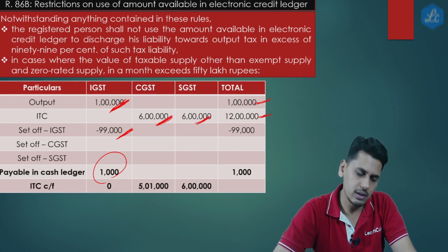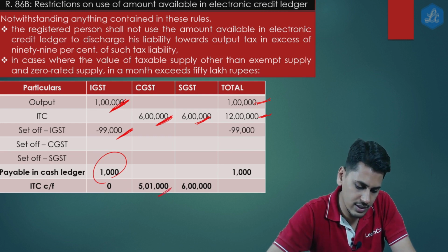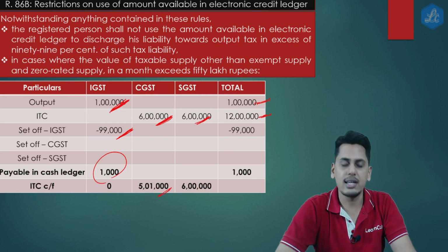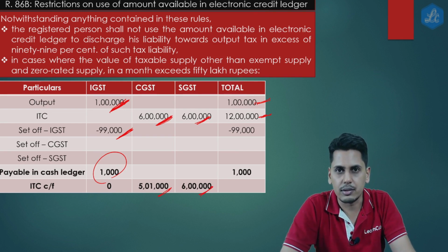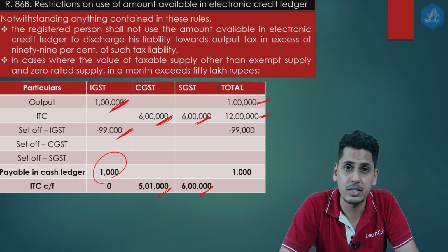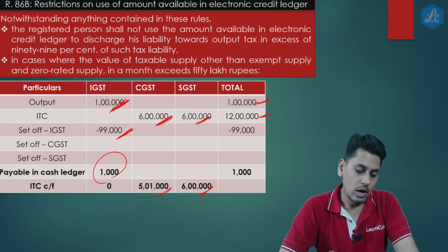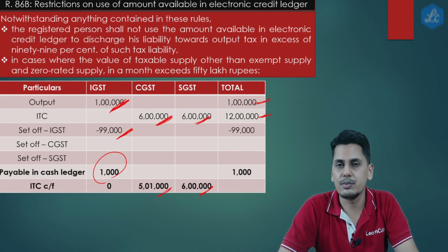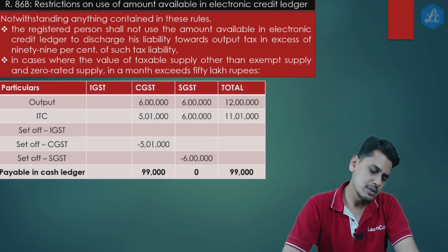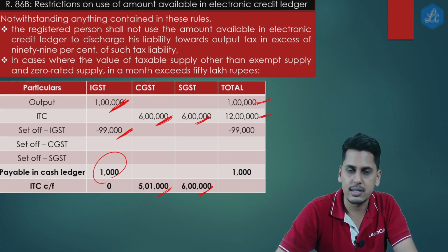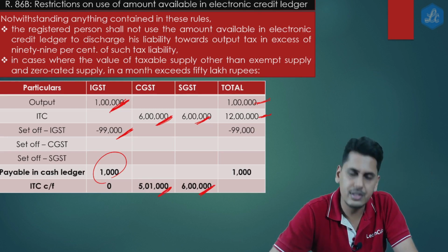What is the carry forward? Carry forward in this case, out of 6 lakhs, 99,000 is utilized. 5 lakh 1,000 is CGST credit carried forward. 6 lakhs is SGST credit carried forward. Has he complied with rule 86B? Yes. Please remember, the officer is having a watch. The officer is watching him this month, also 86B complied. Next month comes, please remember the opening balances. The opening balances are CGST 5 lakh 1,000, SGST 6 lakhs.